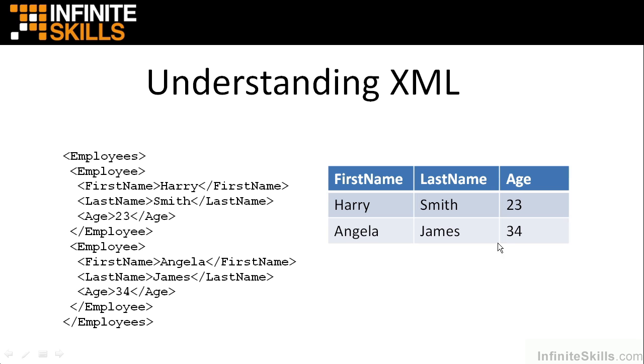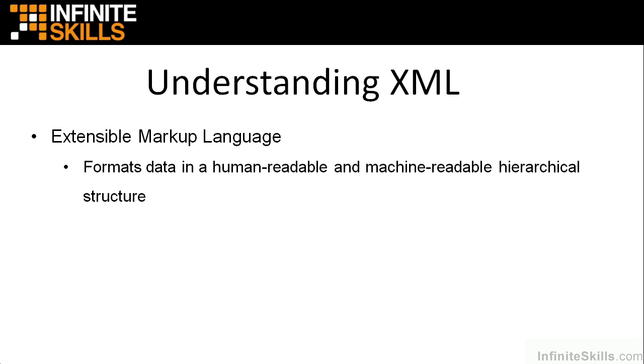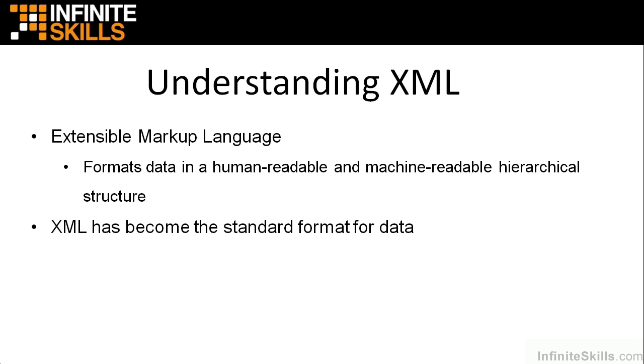XML is very readable. It is basically just hierarchical data represented in a text format, and we can parse it and do all sorts of cool things with it. Now, XML stands for the Extensible Markup Language. The whole idea is to format data in a human-readable and, at the same time, machine-readable hierarchical structure. It's kind of neat to have data in databases and tables, but it gets kind of tricky to pass that data around between systems and between applications. XML has become the standard format for data for just that reason.